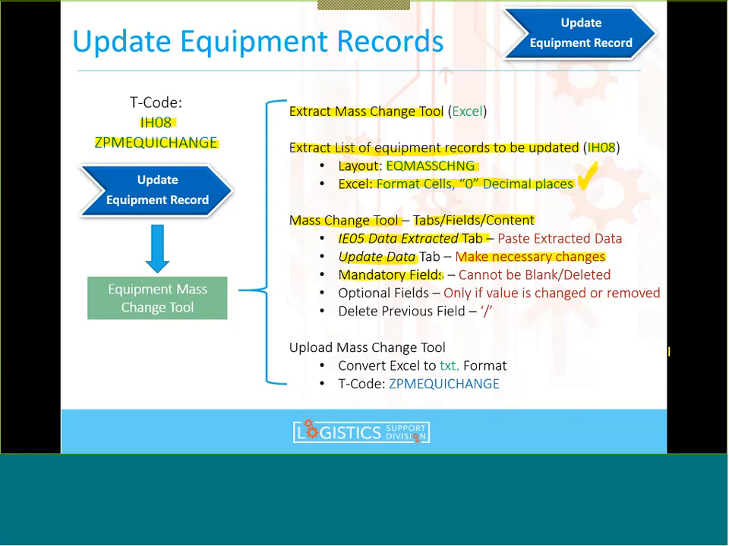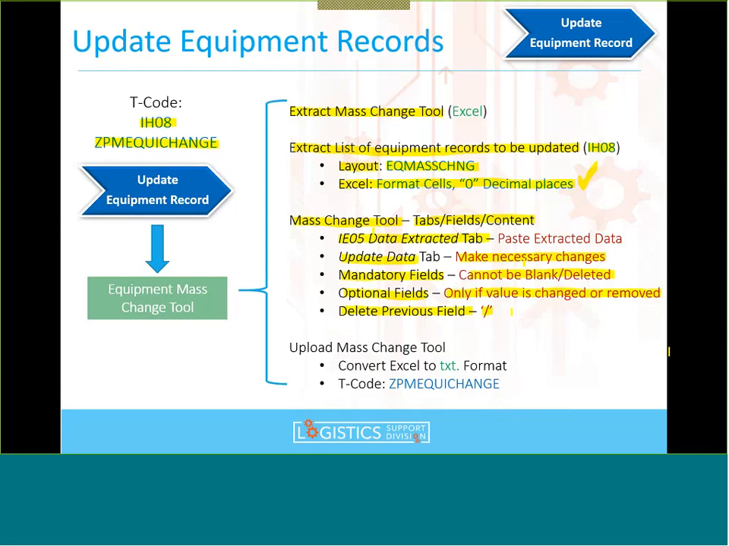And again, we also have our set of mandatory fields, which cannot be blank or deleted, and our optional fields, only if value is changed or removed. If not, just leave them blank. And again, just like we did for physical verification, to delete previous field, you can use also the backslash. So it kind of works very similar to the one for physical verification. We'll be taking a look at this Excel sheet, and you can visualize what I'm talking about.